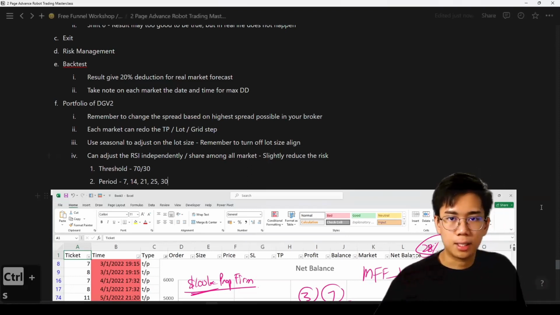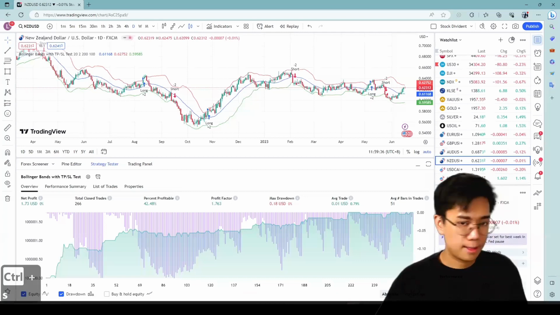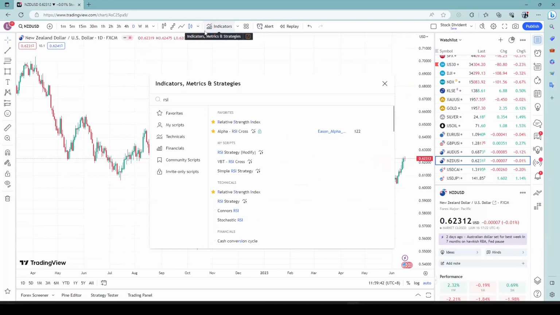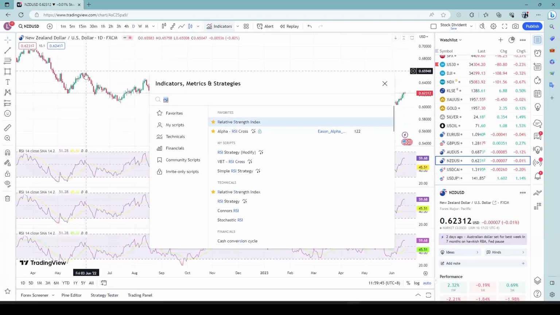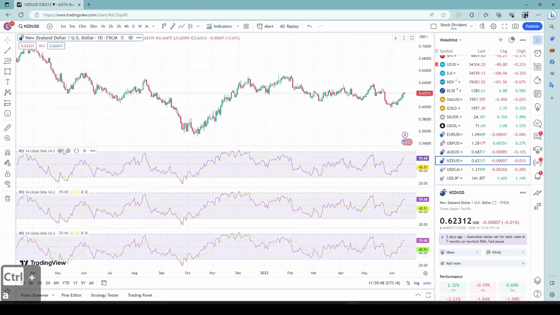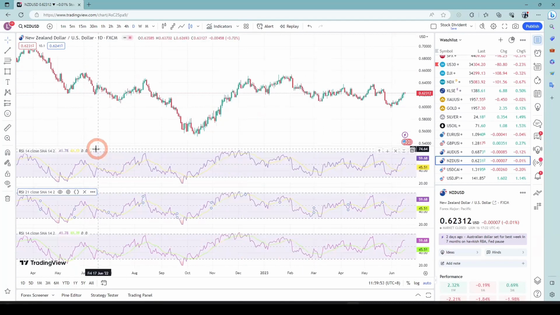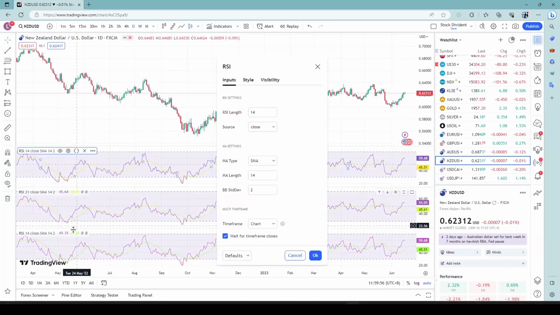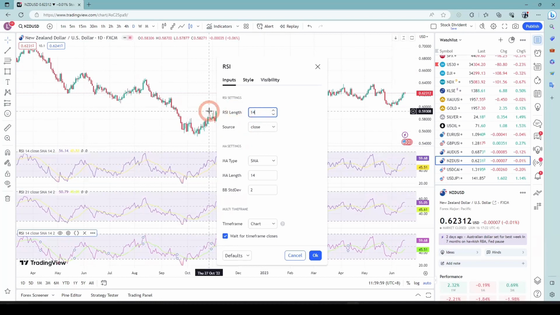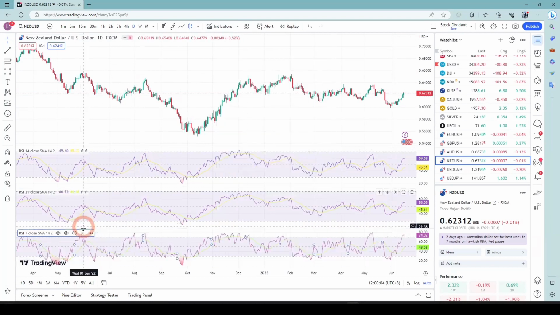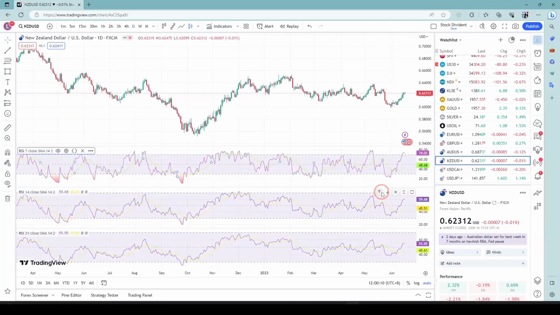Now, what does all this number mean? For example, I've been shown this thing in the workshop before, whereby for RSI there are two ways of making changes. Number one is that you make adjustments based on the period: 14, 20, this one should be 7. As you can see, this is 7, 14, and 21.